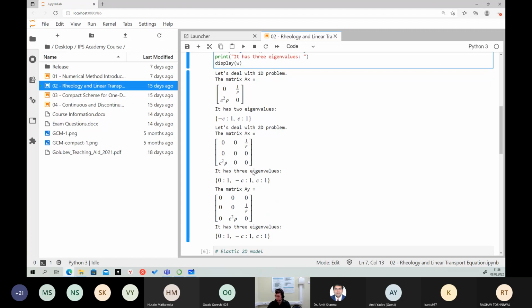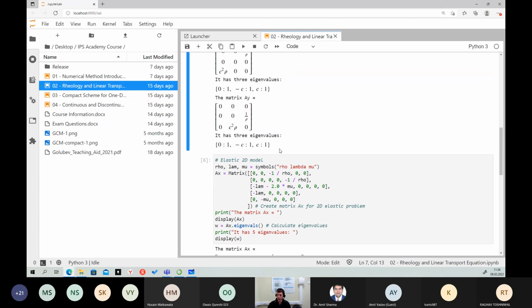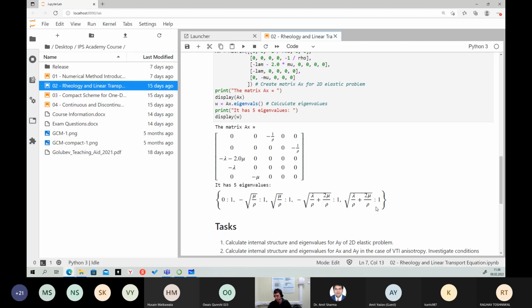In the 2D case, the acoustic medium will be described by three independent unknowns: the velocity along the x-axis, the velocity along the y-axis, and pressure. And this system has three different eigenvalues: the first is 0 and two more, plus and minus c. The matrix AY will have the same eigenvalues. You can test it manually or you can run this code and obtain it. If we are speaking about the elastic isotropic medium in the 2D case, you will obtain, as I put here, 3 different values. One is 0, and plus and minus c s, and plus and minus the velocity of the P wave.